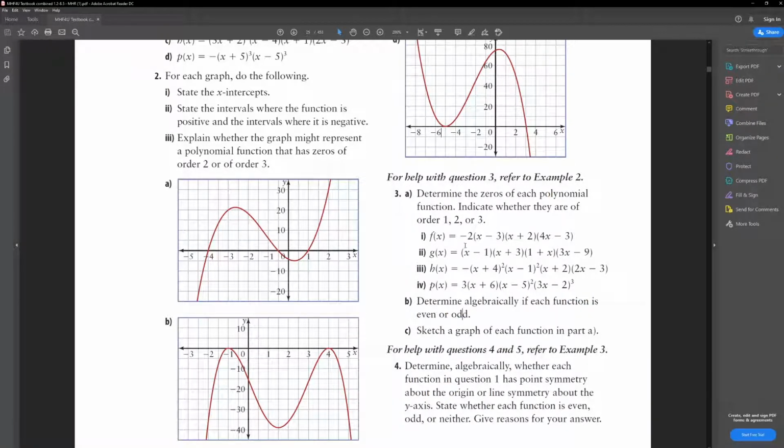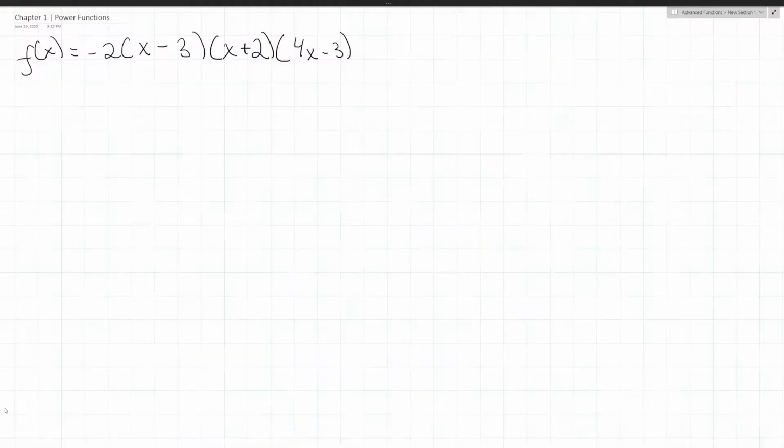Determine algebraically if each function is even or odd. Okay, well, again, we just substitute negative x for all of them, and then negative f of x, which I will show you in a moment. Okay, so let's find if this is odd or even. So if it is even, then we have f of x equals f of negative x. Let's find what f of negative x is.